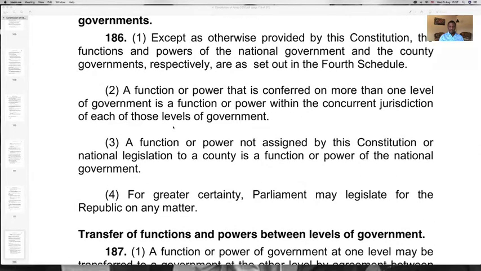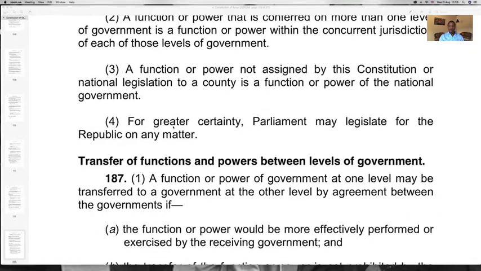A function or power that is bestowed on more than one level of government is a function or power within the concurrent jurisdiction of each of those levels of government. In that, if a function or power has been accorded to both the county government and the national government, that is a power which is within the concurrent jurisdiction of each of those levels of government.